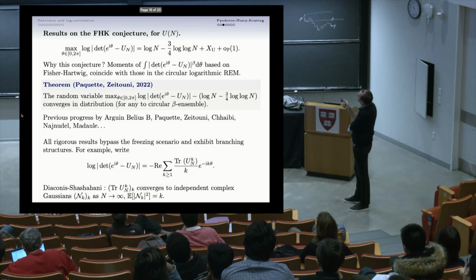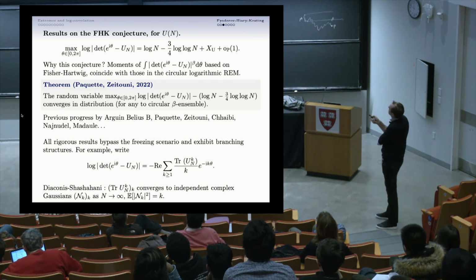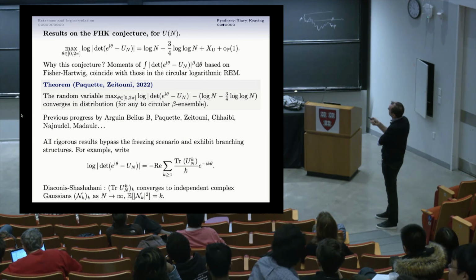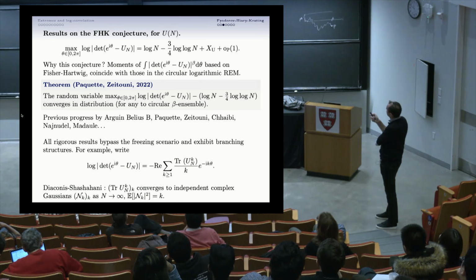Okay, this is where I wanted to go. So the results on the random matrix side, the best one is by Paquette and Zeitouni from last year, which proves that in fact the maximum for random matrix of this log determinant is log n minus 3/4 of double log n plus a random variable. And this random variable converges in distribution, so it's really the good scale. There's tightness and convergence in distribution.